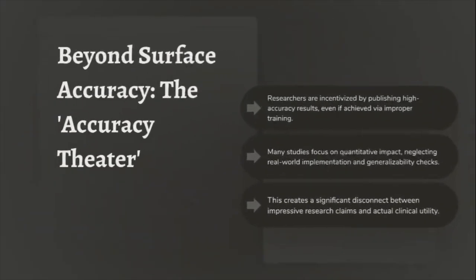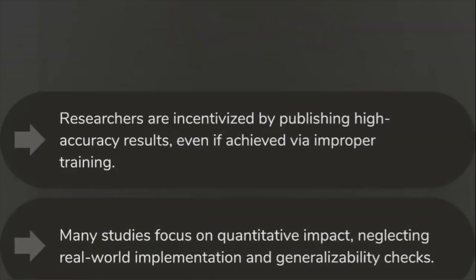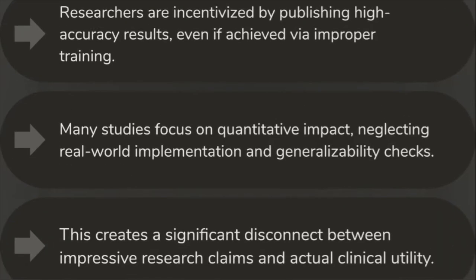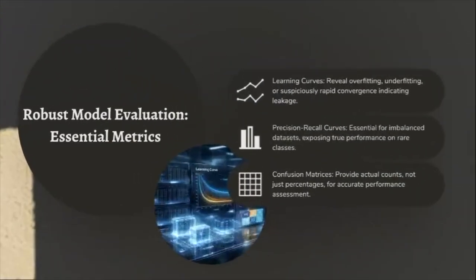The field is experiencing what we might call accuracy theater, impressive numbers that mask fundamental problems with clinical applicability. The current incentive structure rewards researchers for claiming high accuracy, regardless of how those numbers were achieved. Studies frequently emphasize quantitative metrics while neglecting to examine whether results would hold up in real-world clinical implementation. This creates a dangerous disconnect where papers claim impressive results, but the models they describe would fail when deployed in actual patient care.